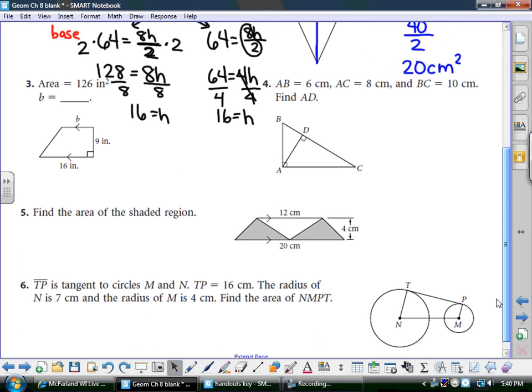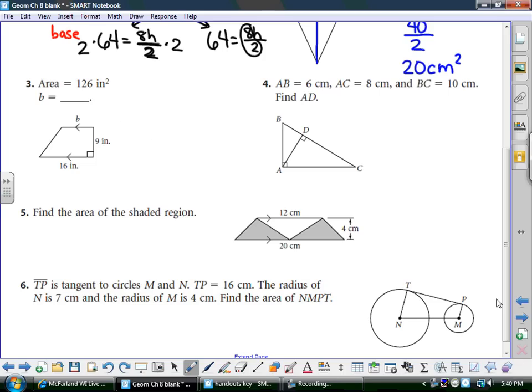Number 3 is another problem where we need to work backwards. We know what the area is, and we're going to solve for the variable. It's always a good idea on these problems to start with writing down the area formula. The area formula for a trapezoid is base 1 plus base 2 times the height divided by 2. Then we can plug in the values that we know. The area is 126, the bases are 16 and b, and the height is 9.